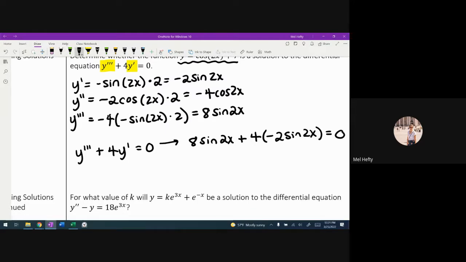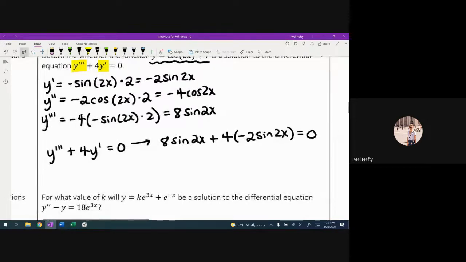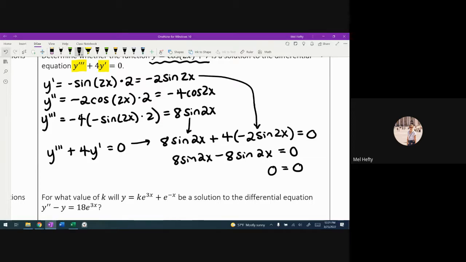All right, we ready to finish out this question now that I've successfully defeated my technology? All right, so looking at this, I could simplify this back end, right? So I've got 8 sine of 2x. Last time I checked, 4 times negative 2 is negative 8 sine 2x. What's 8 sine of 2x minus 8 sine of 2x? 0. Oh wait, never mind. So this one went here. This one went here.